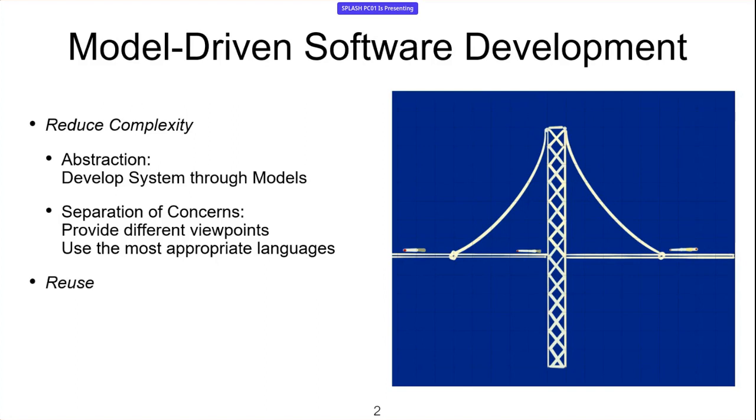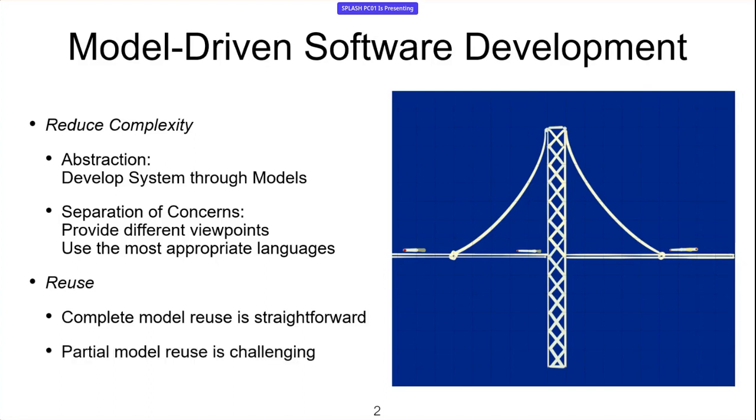Another aspect that is really important in software engineering is reuse, and I've been working on that for quite a while now in my career. And there we are not so good in modeling, I would say. If we want to reuse models just as is, that is a good thing if they happen to apply directly. But if we only want to use parts of a model, it becomes more difficult.